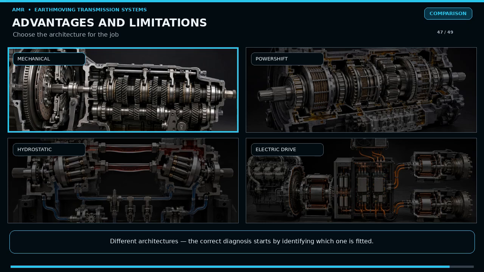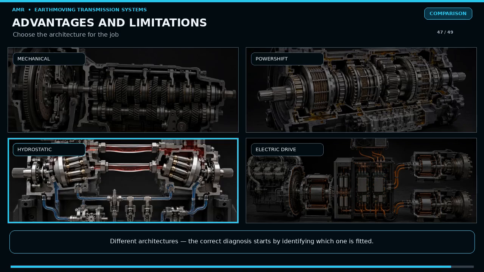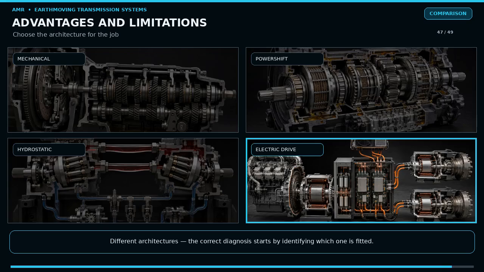Mechanical manual transmissions are efficient and simple, but interrupt torque and depend on operator skill. Power shuttles give easy direction changes, but converter heat and limited automatic control remain. Countershaft power shifts are efficient.